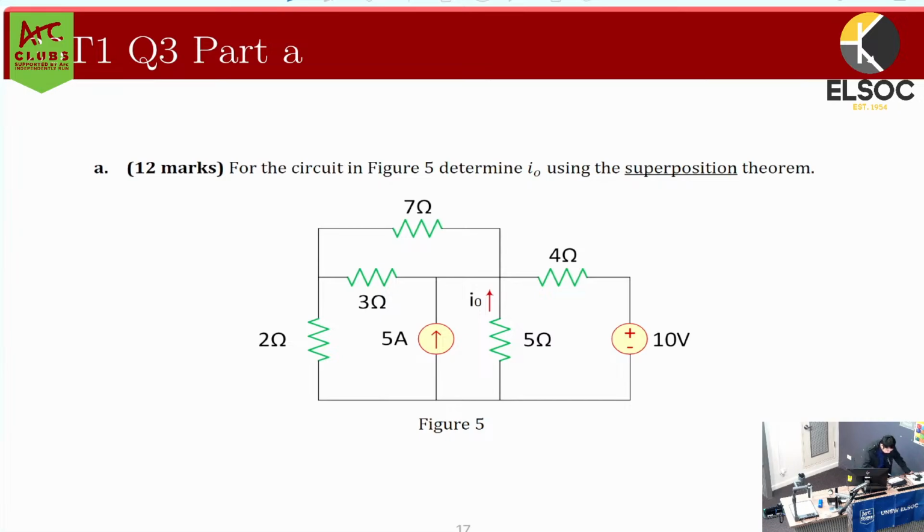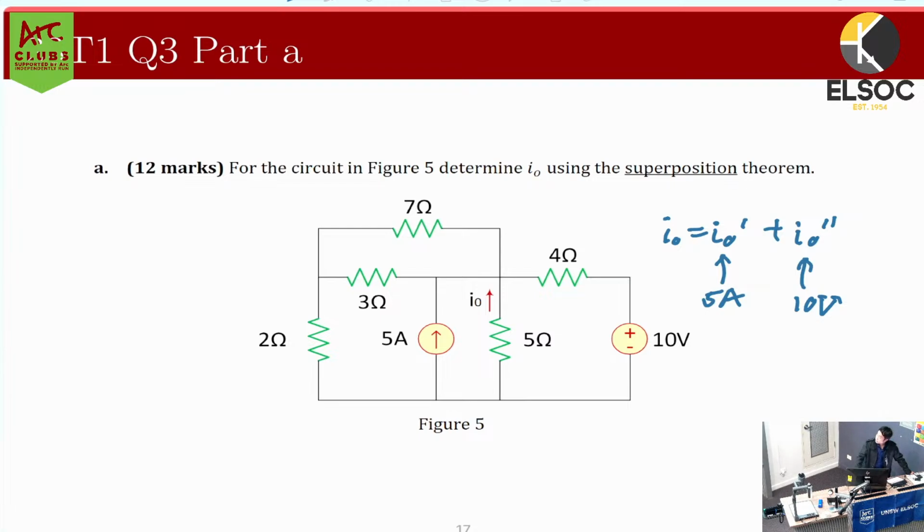For superposition, what we always do is let the required quantity be split up into components. Here, it's I0. So our first step: let I0 equal I0 dash plus I0 double dash. Let I0 dash be due to the 5 amp source, and let I0 double dash be due to the 10 volt source. Now we can start doing the analysis. But is there anything we can do before we jump straight into open circuiting the 5 amp or short circuiting the 10 volt?